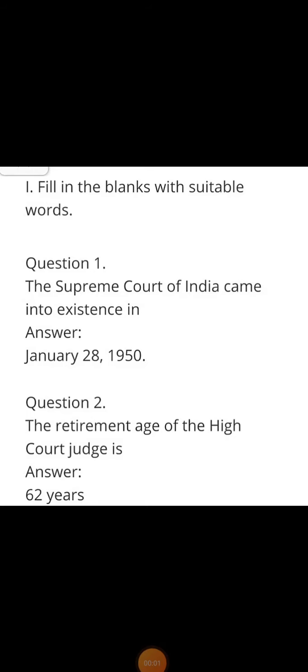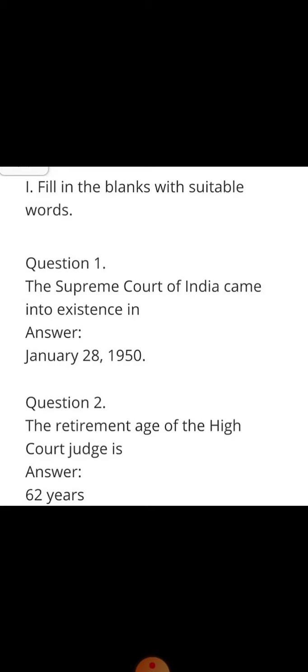Welcome back students. So today we are going to study the social science subject of class 9 standard. In social science we are going to study about the political system. The first chapter is the judicial system. Okay, so this is your revision part. So children, we are going to discuss here fill in the blanks and some important questions and answers.